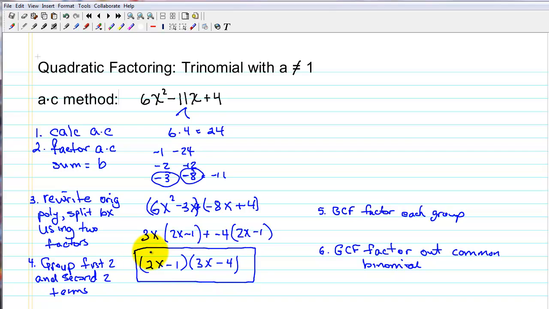If we FOILed this out, we would come up with this polynomial here. Again, these two common factors will be one term, and the part in front of each of those is our second factor.